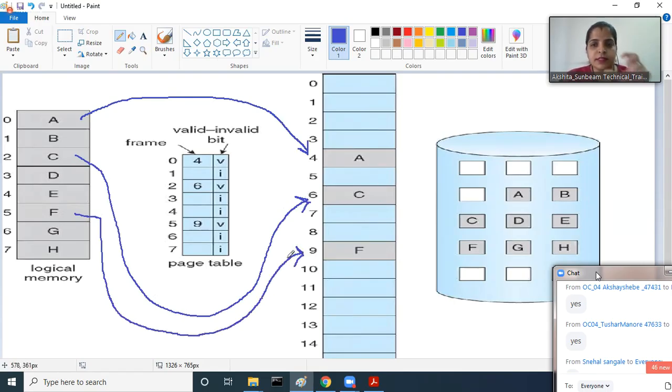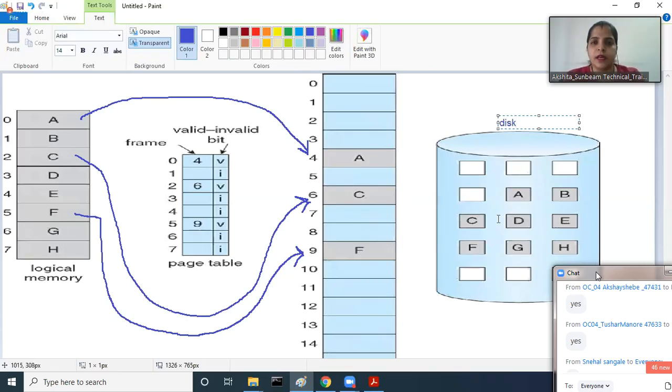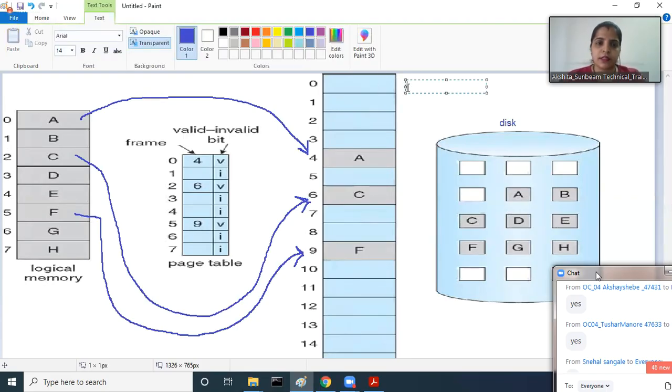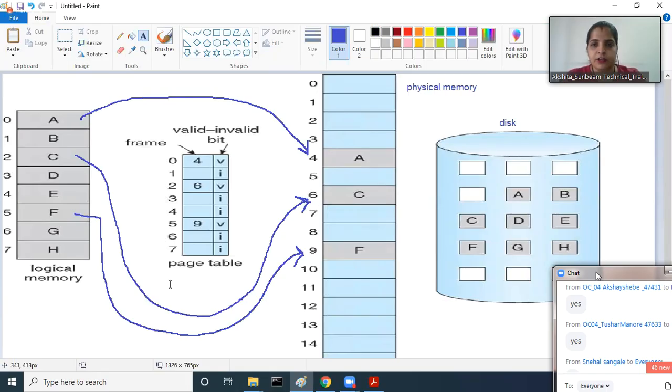That means this is called the virtual memory concept. This is a physical memory, which is called your disk. Inside the disk, it has a different number of pages. Inside your logical memory, the pages are to be maintained from 0 to 7. What exactly is this? This is nothing but physical memory. Whenever I'm talking about pages, it maintains a page table.